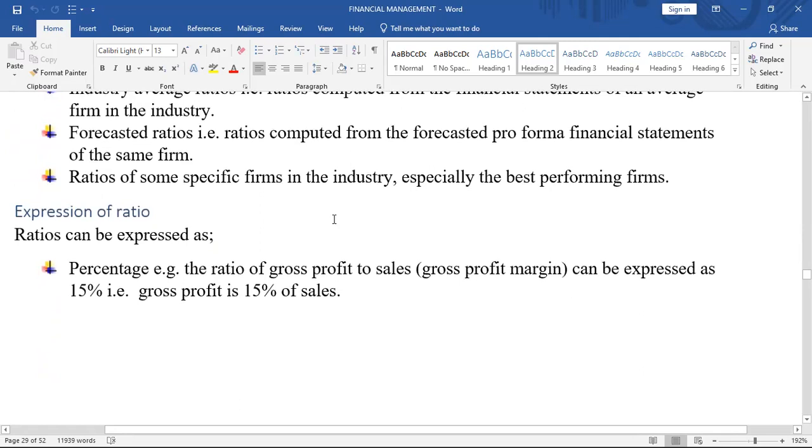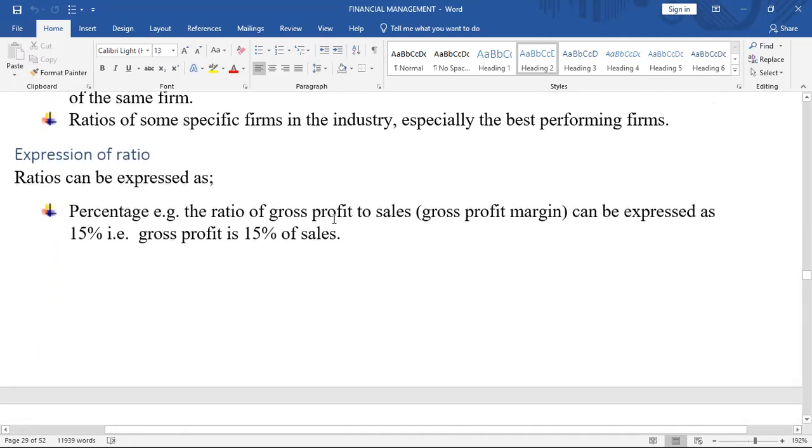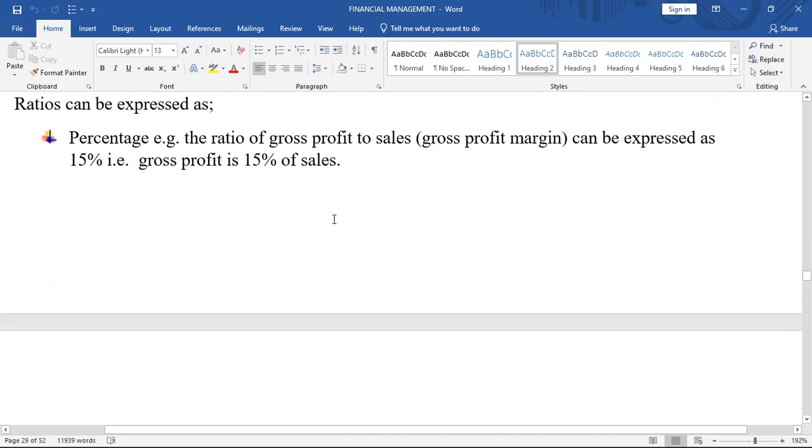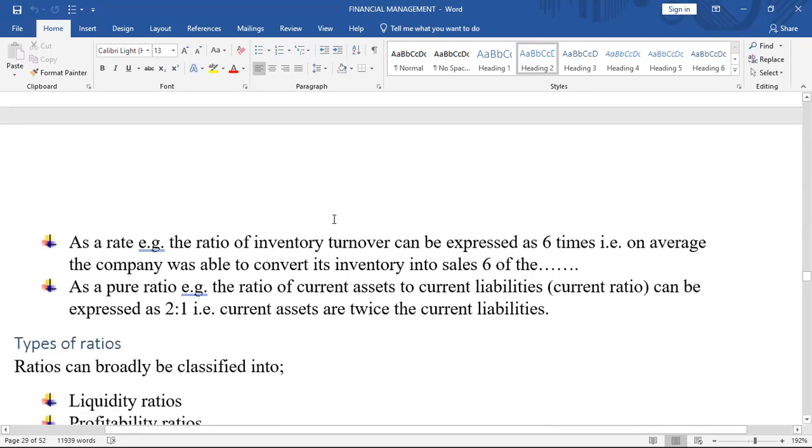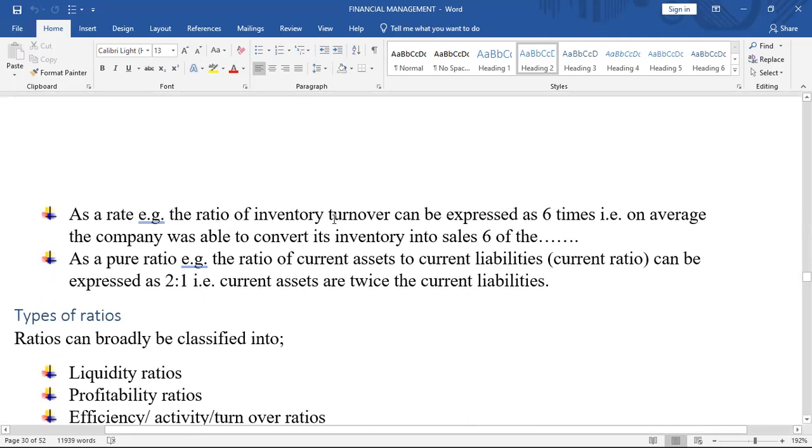The expression of the ratios, number one, can be expressed as percentages. For example, the ratio of gross profit to sales, that is the gross profit margin, can be expressed as 15%. That means the gross profit is 15% of the sales generated. When we express them as rates, we say the ratio of inventory turnover can be expressed as 6 times. That is, on average, the company was able to convert its inventory into sales 6 times.